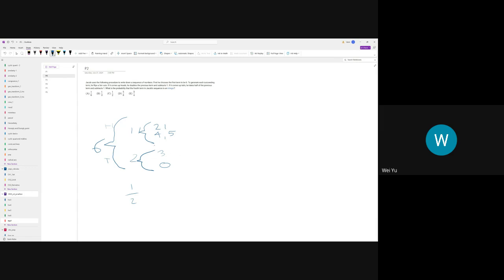3 gives 0.5, not an integer. 4.5 gives 1.25, not an integer. And 21 gives 9.5, not an integer. So the other case is only one possible sequence out of 2 cubed, or 1/8. So the total probability is 5/8.